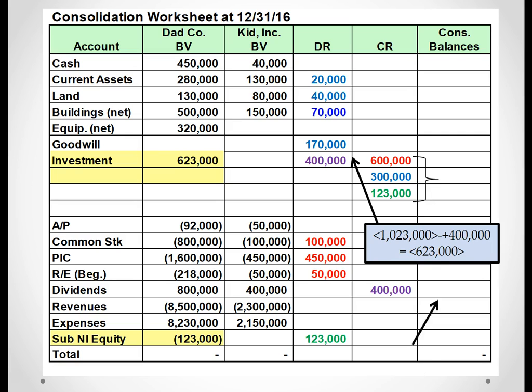So again, if we add all those up, we get a negative 623, our credit 623, and we have a debit balance in the investment account, so that means it's going to be zero when it goes across.